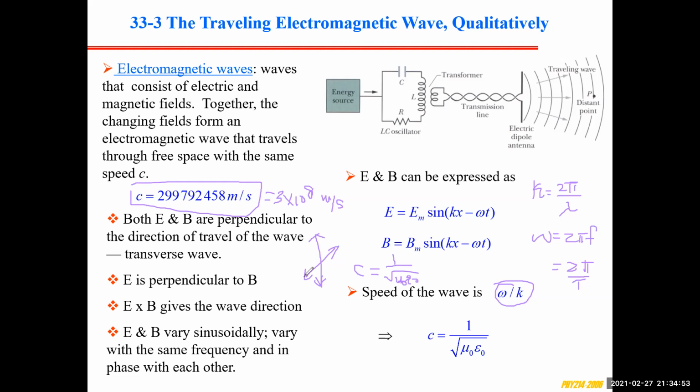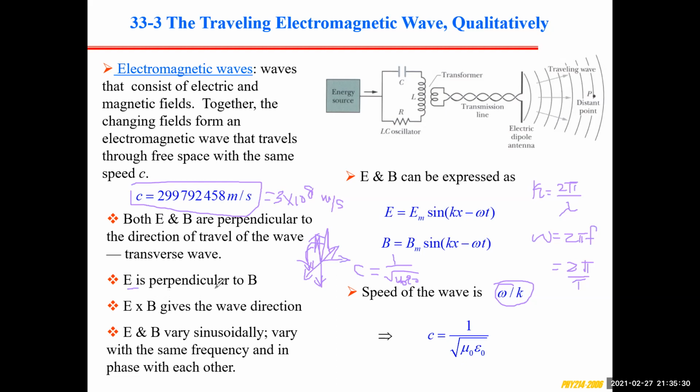Then when you do E cross B, point your fingers in the direction of the electric field, upright, and then sweep your fingers toward the magnetic field, kind of clockwise. When you do this E cross B, you curl your fingers toward you. Then your thumb gives you the direction of the wave, the propagation direction of the wave, E cross B.